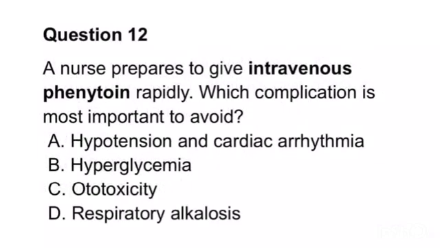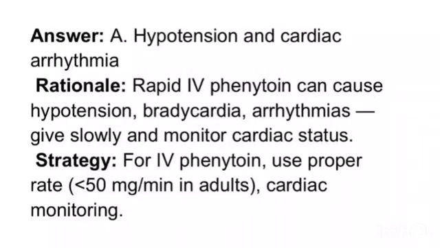Question 12. A nurse prepares to give intravenous phenytoin rapidly. Which complication is most important to avoid? A. Hypotension and cardiac arrhythmia. B. Hyperglycemia. C. Ototoxicity. D. Respiratory alkalosis. Answer: A. Hypotension and cardiac arrhythmia.